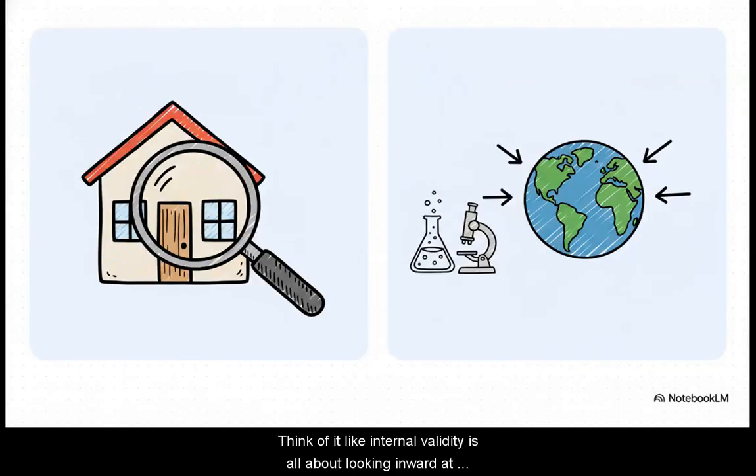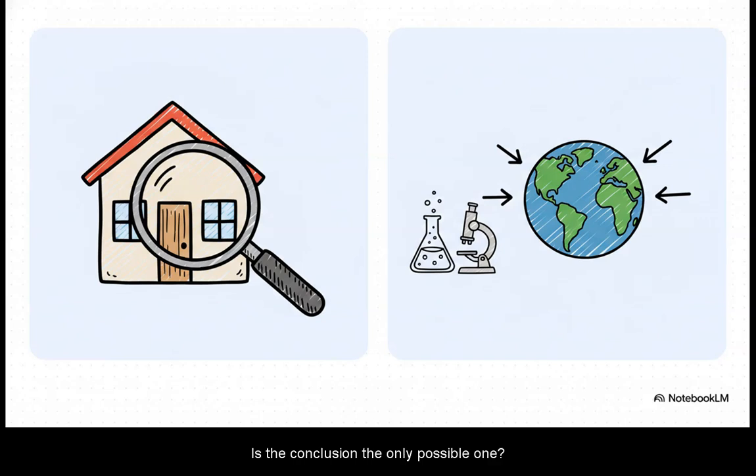Think of it like this. Internal validity is all about looking inward at the study itself, popping the hood, so to speak. Was it built right? Is the conclusion the only possible one? External validity is about looking outward. Do these results from this specific lab setting actually apply to anyone else out there in the real world?